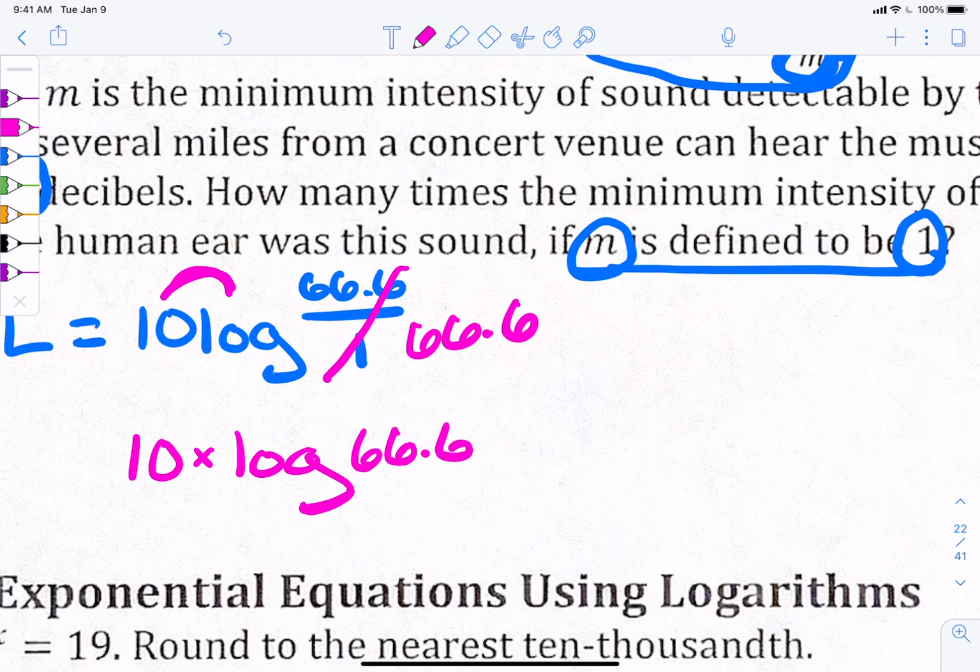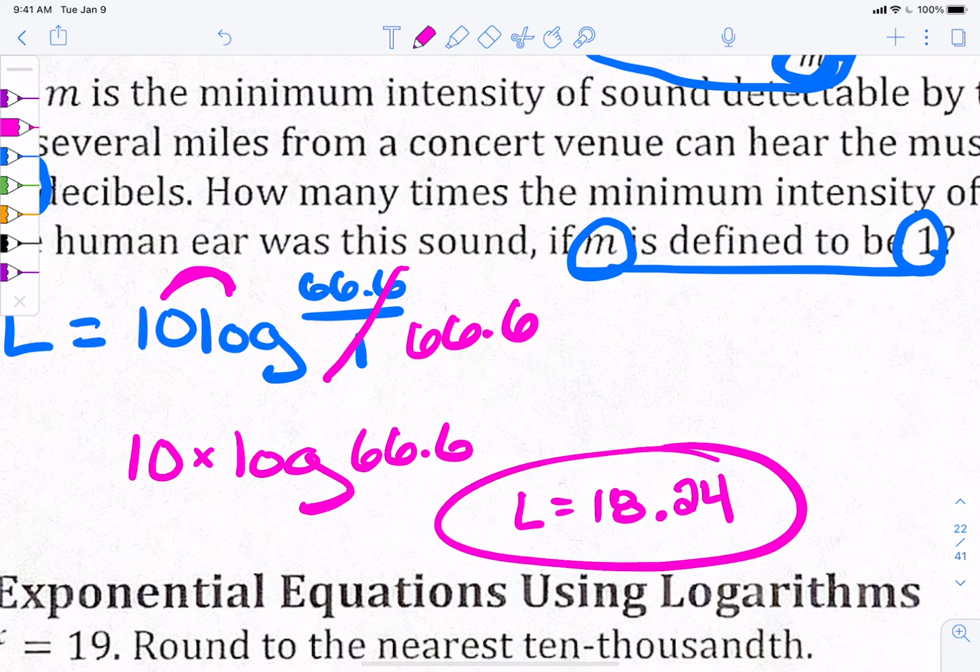Okay? Type that into your calculator. Tell me what the loudness is. How loud is it? 18.24? Wait, no, 18.23. Okay, so 18.23 is the loudness.